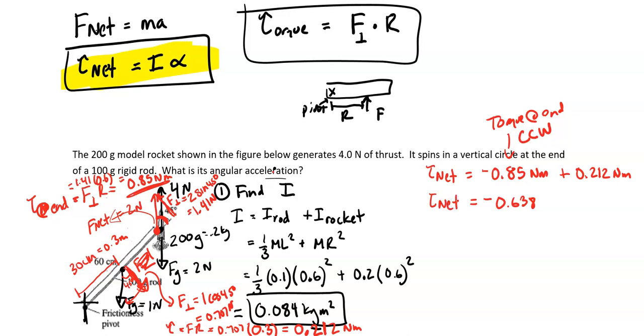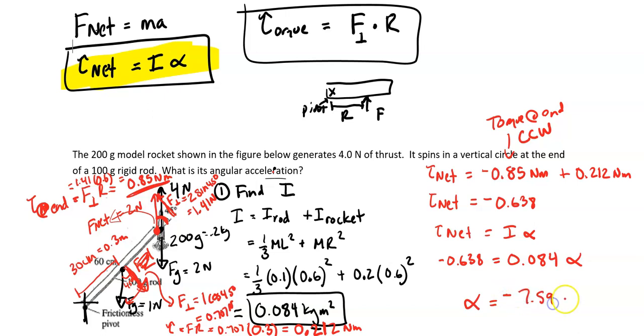Okay. So now let's see what we can plug in for Tnet equals I alpha. Let's again write down our equation. Tnet equals I alpha. We got the net torque to be negative 0.638. We got the moment of inertia earlier. We calculated that in the black writing. That is 0.084 times alpha. We can divide both sides by 0.084 and we get alpha, and I get negative 7.59 radians per second squared.